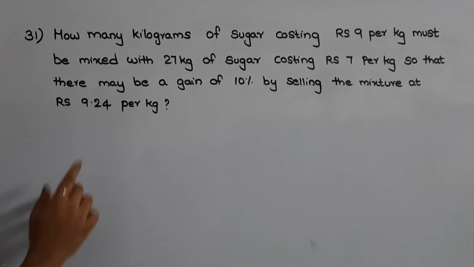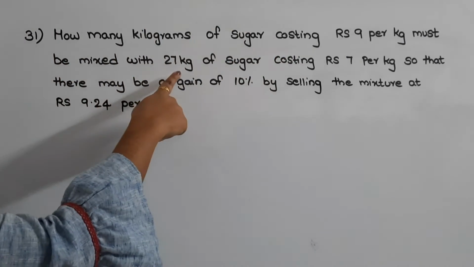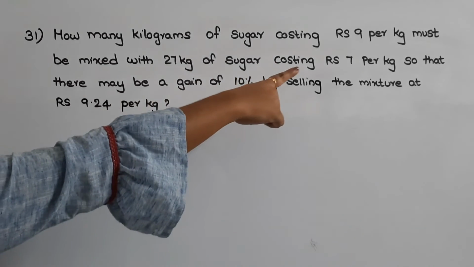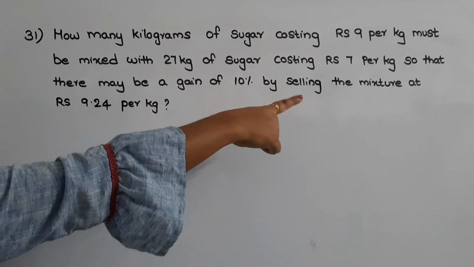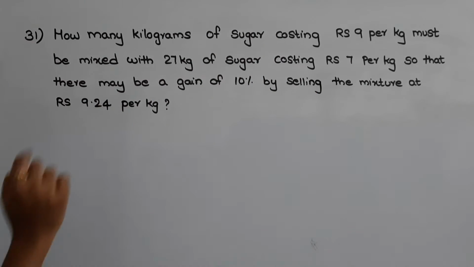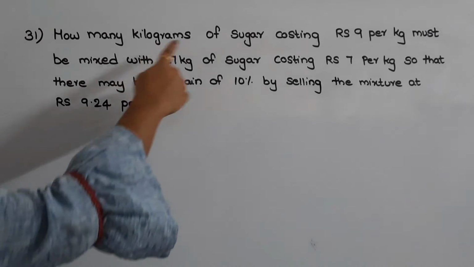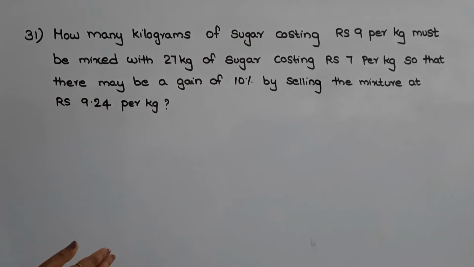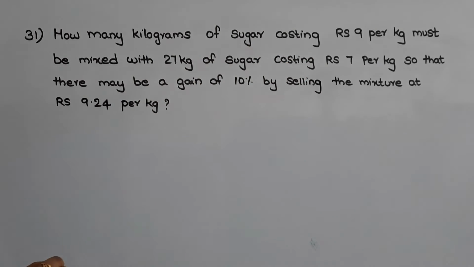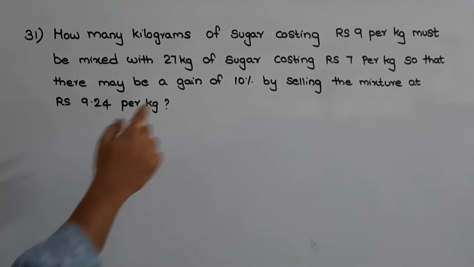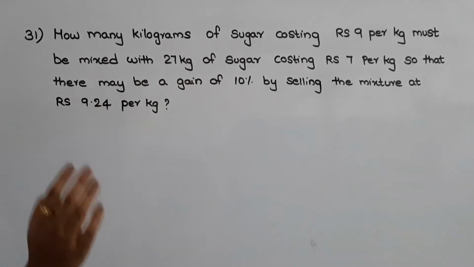The next question is: how many kilograms of sugar costing rupees 9 per kg must be mixed with 27 kg of sugar costing rupees 7 per kg so that there may be a gain of 10% by selling the mixture at rupees 9.24 per kg. So in this question they are asking us to find out how many kilograms of sugar costing rupees 9 per kg must be mixed with another type of sugar costing rupees 7 per kg, so that the selling price of the mixture is rupees 9.24 and the profit percentage is 10.